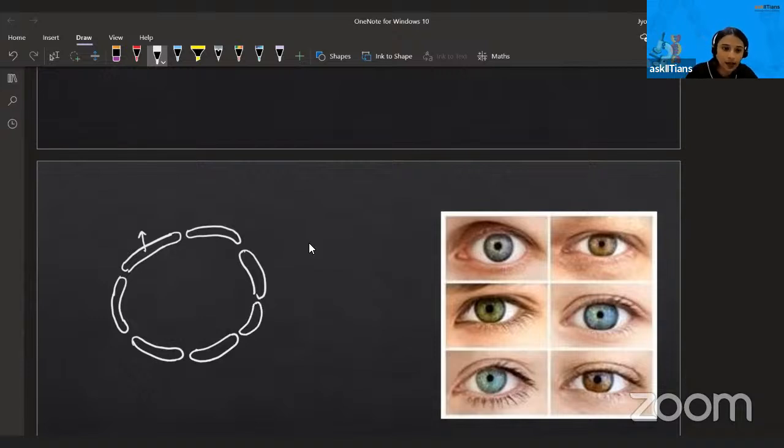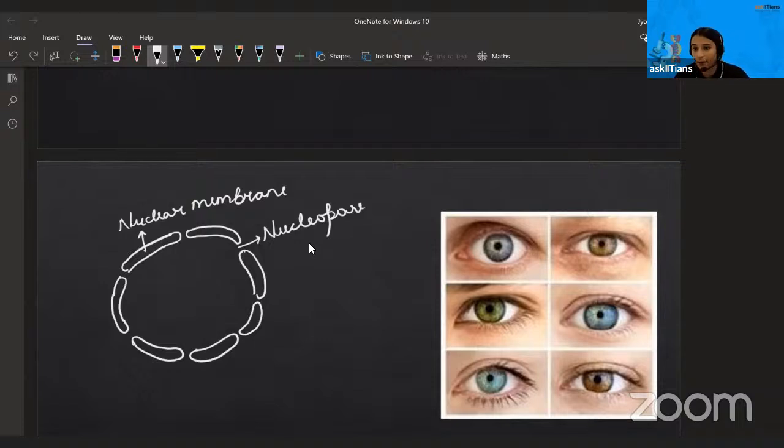So this is a nuclear membrane, and this nuclear membrane is also known as nuclear envelope. Now, as I told you, this nuclear membrane is interrupted by the minute pores that we know as nucleopore. So why is it present? Through this nucleopore, substances can be exchanged between the nucleus and the cytoplasm. So it allows the exchange of material between the nucleus and the cytoplasm.